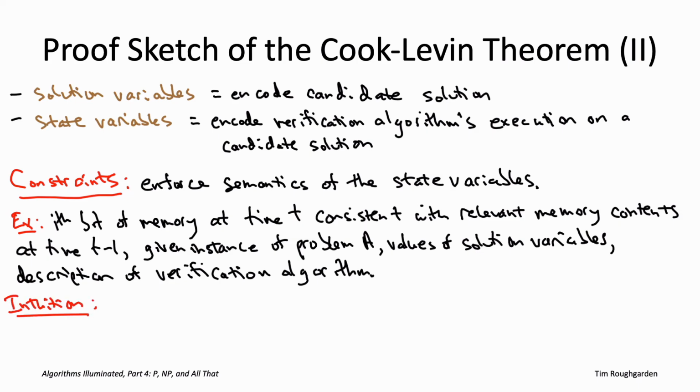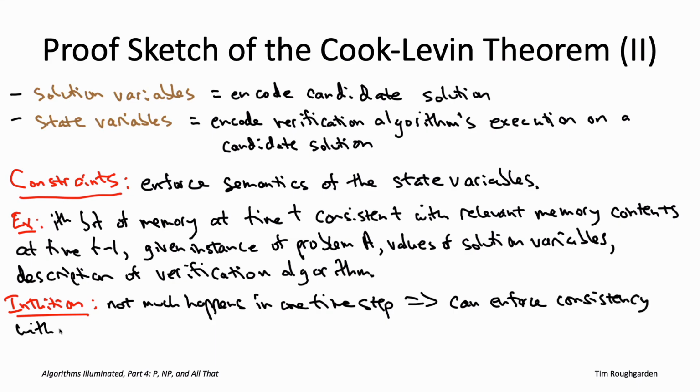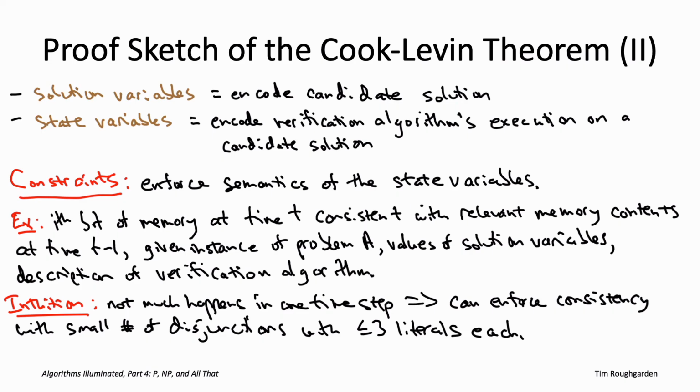That probably seems like quite a mouthful, but here's the good news. The good news is that in a computational model like, say, a Turing machine, what can happen from one time step to the next is really, really limited. The machine basically has some internal state. It's going to be reading some character from some cell and possibly replacing that with a different character on that same cell. So because what happens from one time step to the next is so simple, it turns out you can enforce these intended semantics with a reasonably small number of disjunctions of at most 3 literals each.